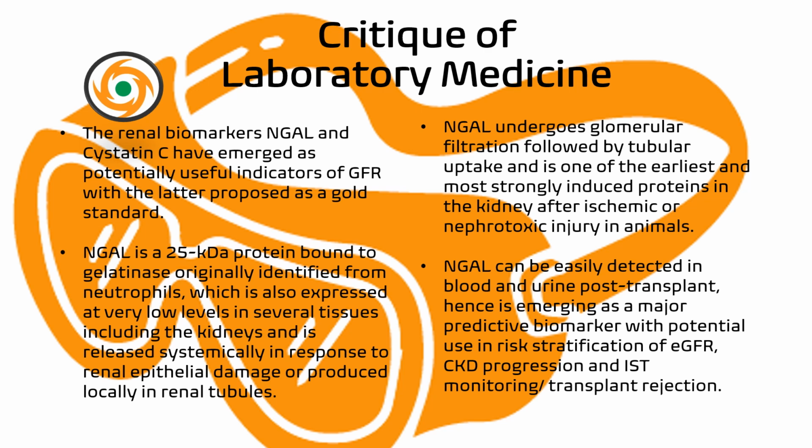at the same time, neutrophil gelatinase associated lipocalin is a 25 kilodalton protein bound to gelatinase, originally identified from neutrophils, which is also expressed at very low levels in several tissues, including the kidneys, and is released systemically in response to renal epithelial damage produced locally in and through renal tubules. So, it also undergoes glomerular filtration followed by tubular uptake, and is one of the earliest and one of the stronger induced proteins in the kidneys after ischemic or nephrotoxic injury in animals.